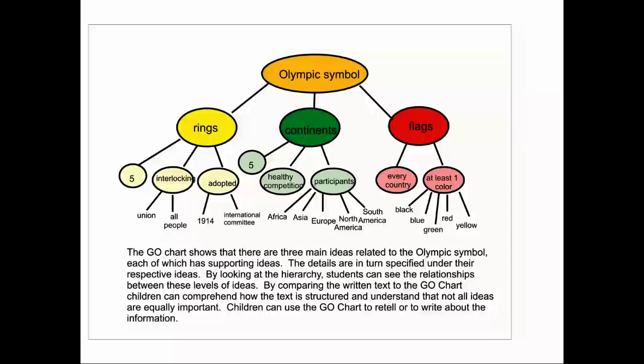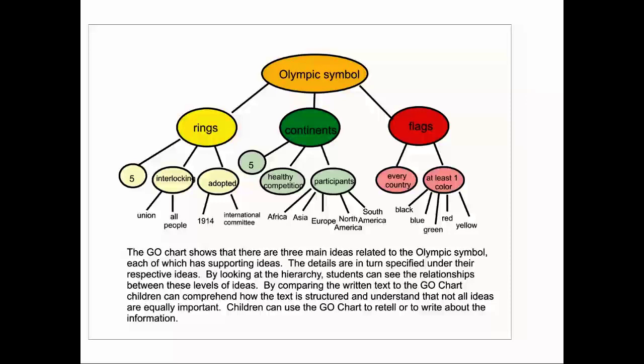Again, it's like outlining: Roman numeral 1, capital letter A, numeral 1, lowercase letters A and B. So basically, it's this visual outlining. You can see the relationship between the levels, that the important things that were talked about were the rings, the continents, and the flags. And then you can see what kind of details are supporting each one of those main topics.